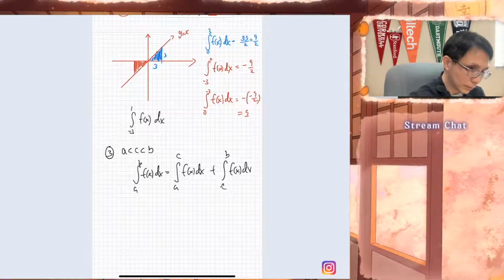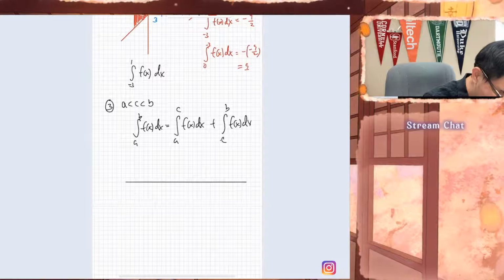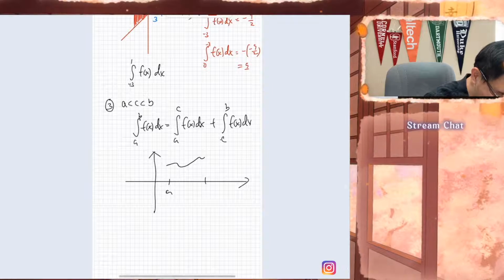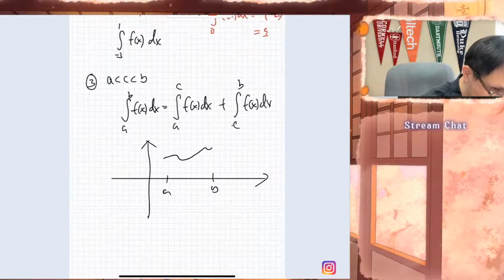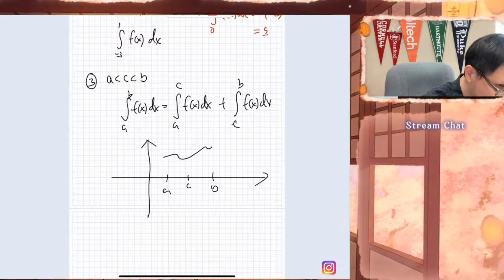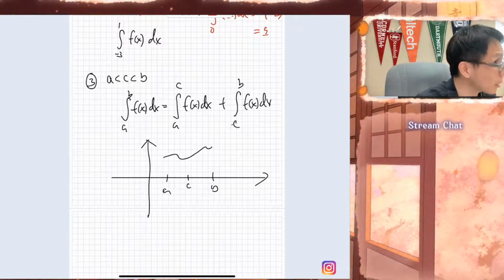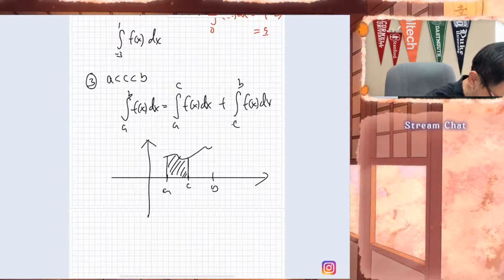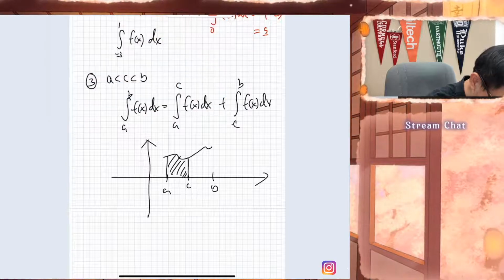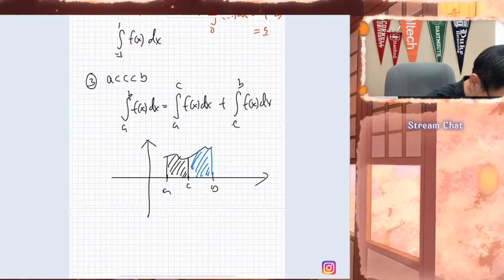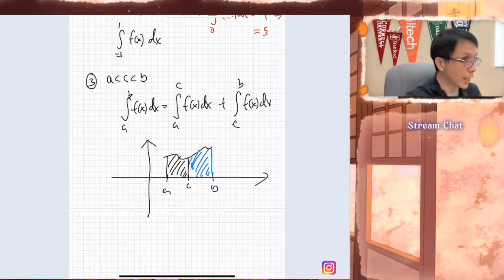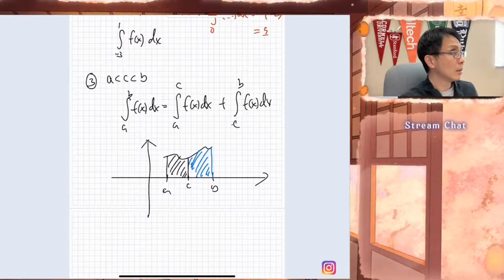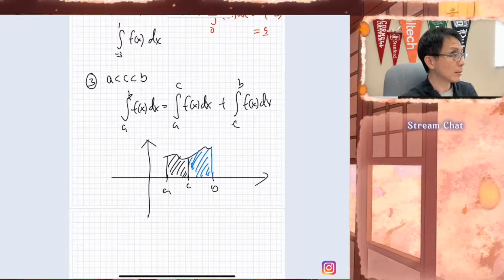Because essentially I'm talking about a function, and that function looks like A and B. And then C is right in between. If I say A to B, which is the whole thing, that must equal this area plus this area. And the whole thing is A to B, which is the black area plus the blue area. Jackie, does it make sense?